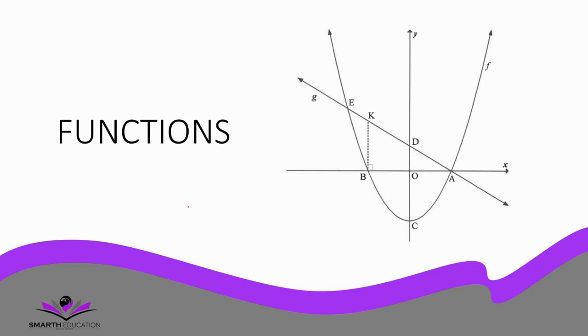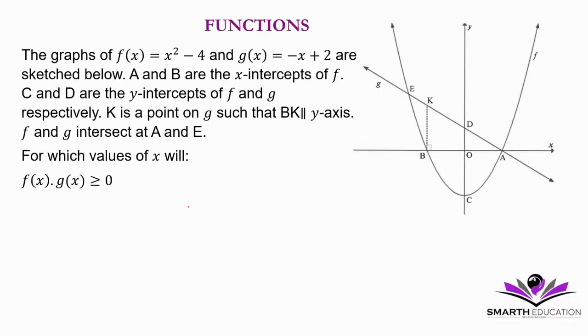Welcome back. Let's do question 162. The graphs of f of x and g of x are sketched below. A and B are the x-intercepts of f. Then C and D are the y-intercepts of f and g respectively. C is the y-intercept of f. D is the y-intercept of g.